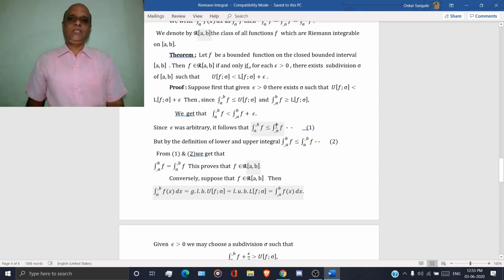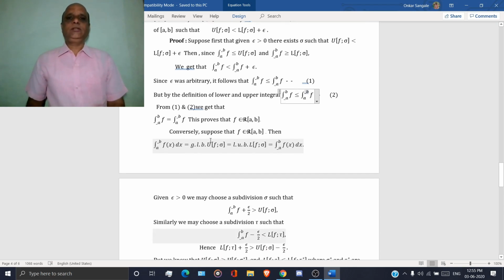Now from these two statements we get that the lower integral from a to b of f is equal to the upper integral from a to b of f, and this proves that f is Riemann integrable, and we write it as f belongs to R[a,b], meaning f is in the class of Riemann integrable functions over the closed interval [a,b].